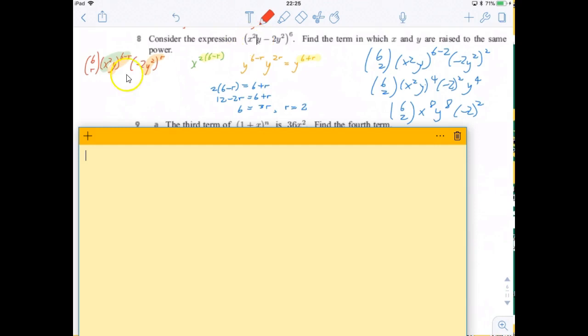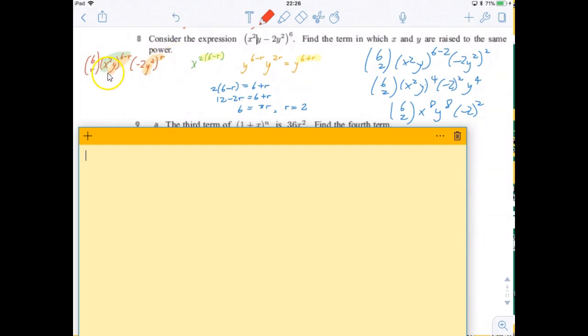First step, as usual, write the general term with the information we have filled in. We know that n equals 6. We know that a equals x squared y. We know that b is negative 2y squared. So we fill all those in. So 6 choose r is our Pascal's triangle coefficient. The a term, x squared y, is taken to the n minus r power, 6 minus r. The b term, negative 2y squared, in parentheses, is taken to the r power.